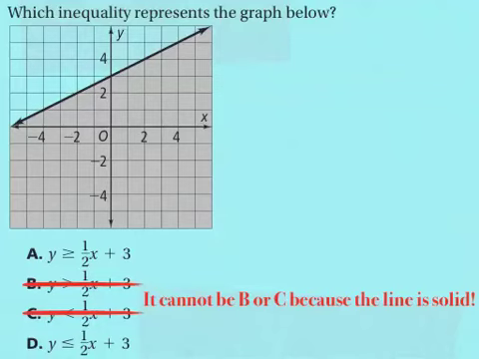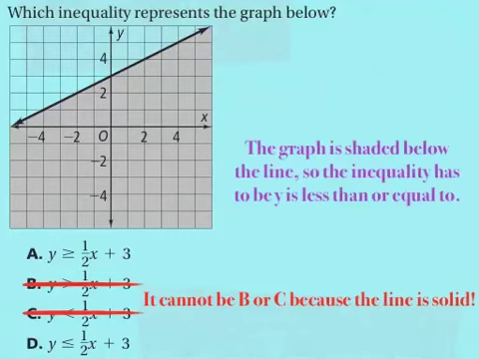The next thing that I need to look at is A and D, which are the exact same inequality with the exception of A, Y is greater than or equal to, and D, Y is less than or equal to. If we look at the direction that it's shaded, we know that the answer would have to be D, which is Y is less than or equal to 1/2 X plus 3, because the shading is below.